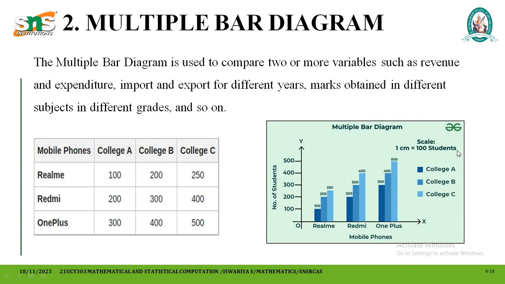And the next one is multiple bar diagram. The multiple bar diagram is used to compare two or more variables such as revenue and expenditure, import and export for different years, marks obtained in different subjects in different grades, and so on. And so this is the data we obtain for the multiple bar diagram, and we have to draw a graph for this data. So this is the graph for the multiple bar diagram.